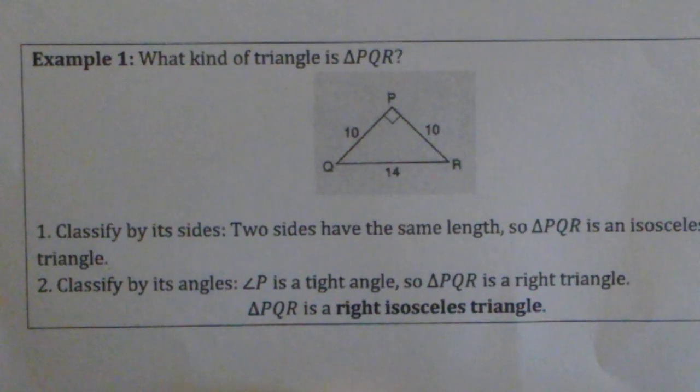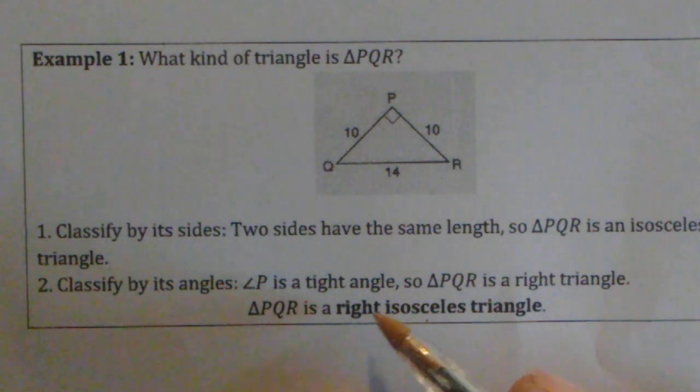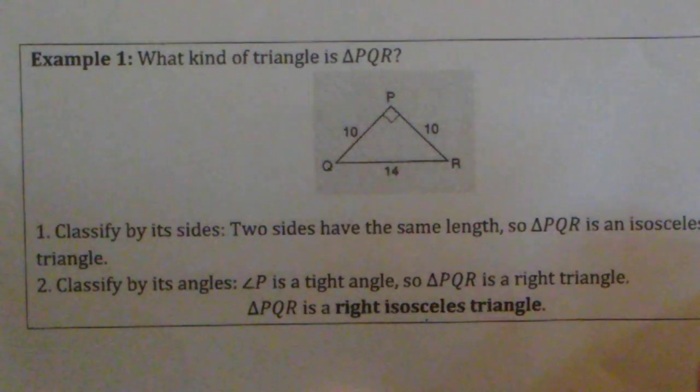There it says the angle is a tight angle. I meant right. They put tight. Okay, and there it is. It's a right isosceles triangle. It's a right triangle and it's isosceles. Very good. Okay, is that it for this page? I think so. One more thing we're going to talk about today.